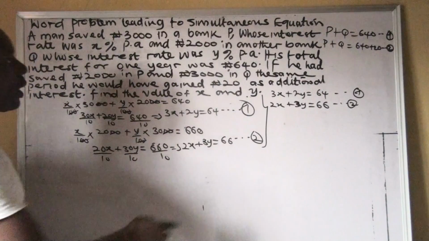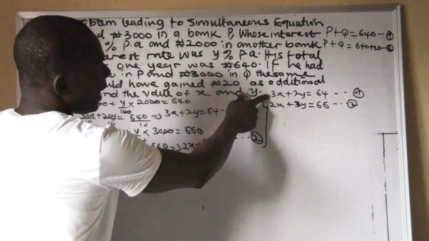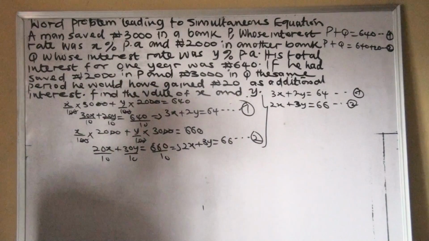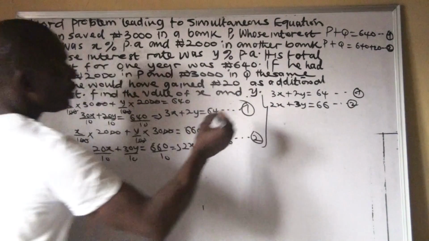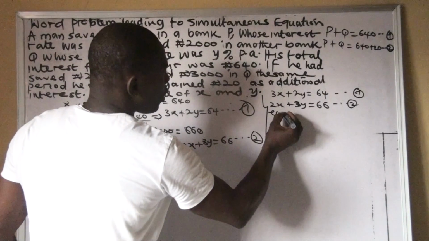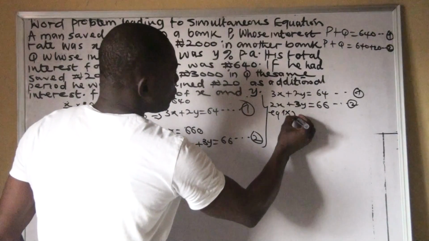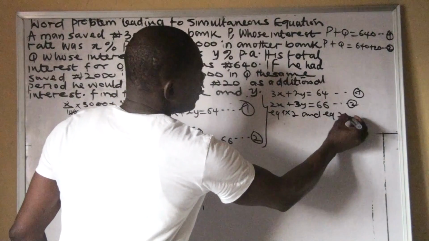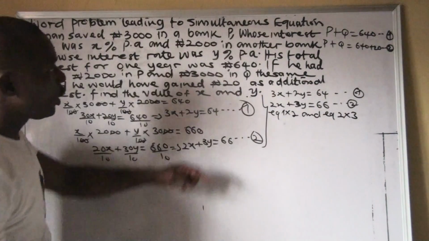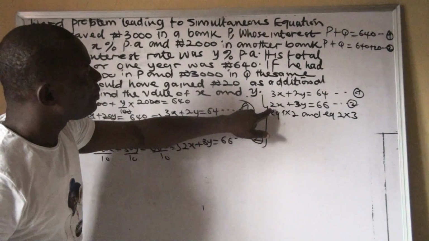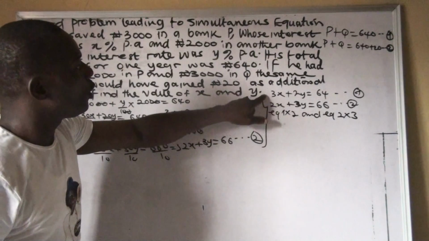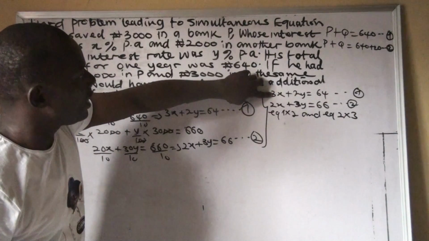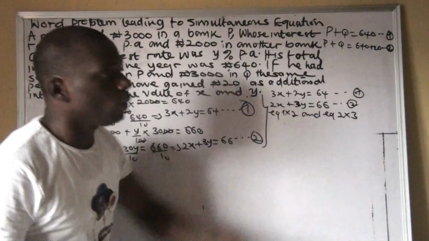The first thing you do, you look at the coefficient of x in equations 1 and 2. So you reverse it when multiplying. So here we say equation 1 times 2 and equation 2 times 3. The coefficient of x in equation 2 is 2. We use it to multiply the whole of equation 1. And the coefficient of x in equation 1 is 3. We use it to multiply the whole of equation 2.